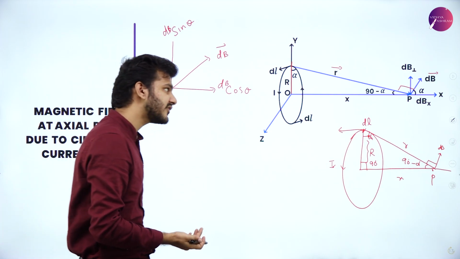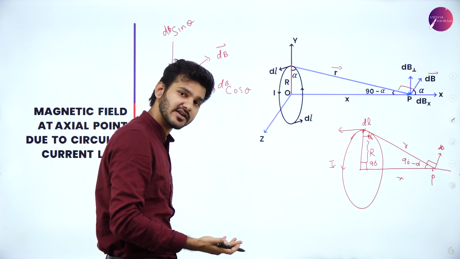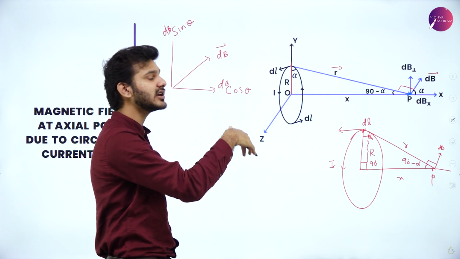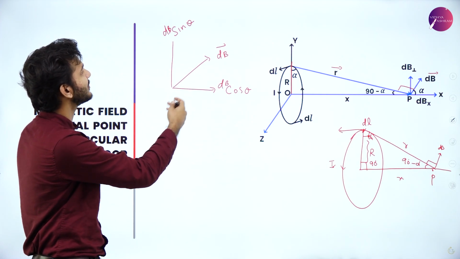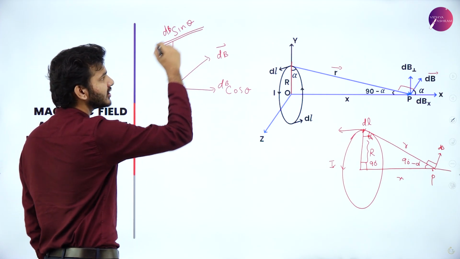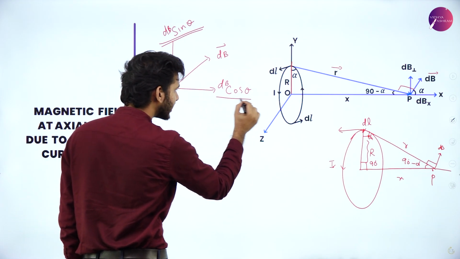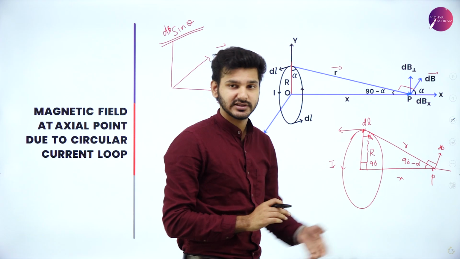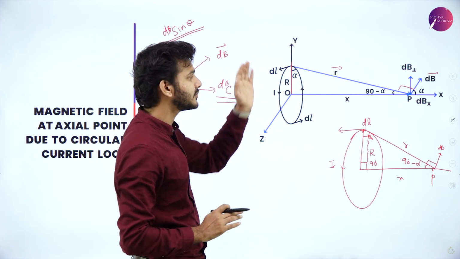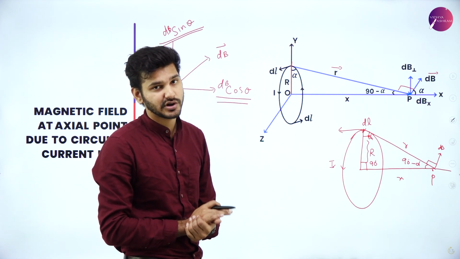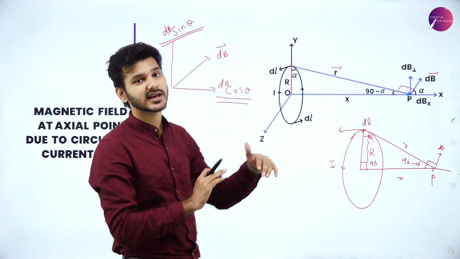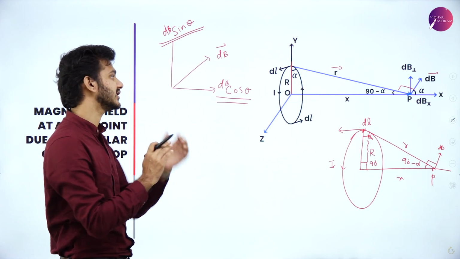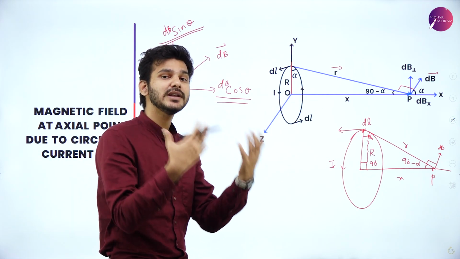We can resolve the vector dB, that is the magnetic vector at point P, into its perpendicular component, sine theta, and horizontal component, cos theta. That is why there are two arrows like this. It is being resolved into its perpendicular and horizontal components, that is along the y-axis and x-axis, sine theta and cos theta.